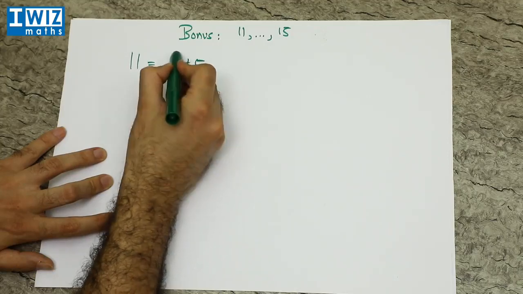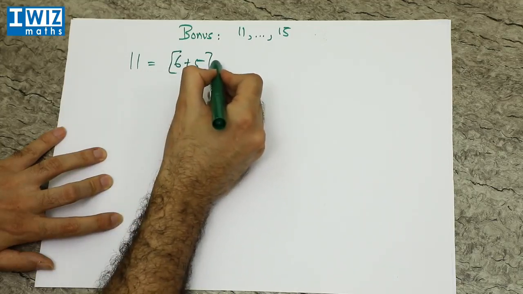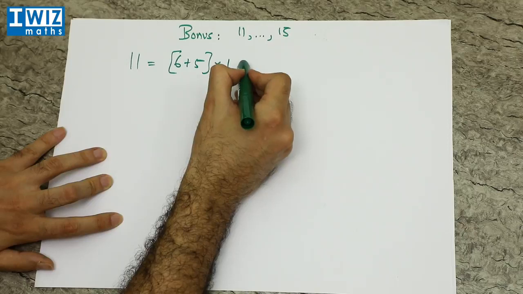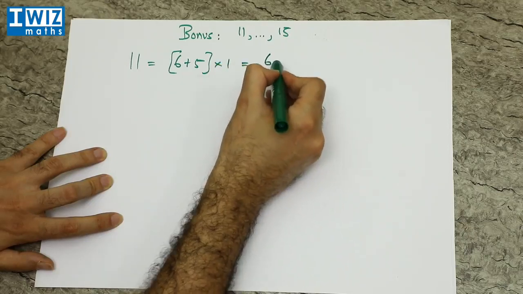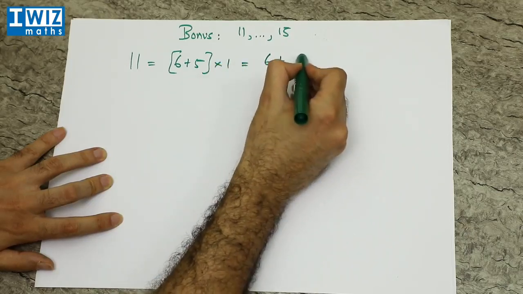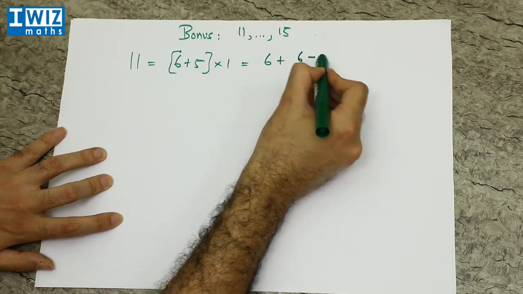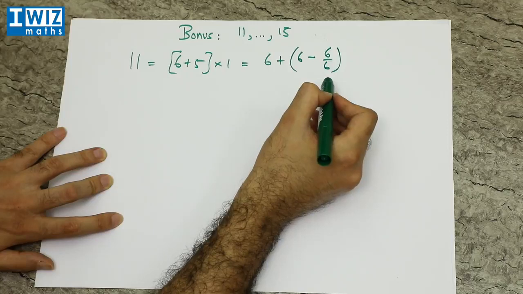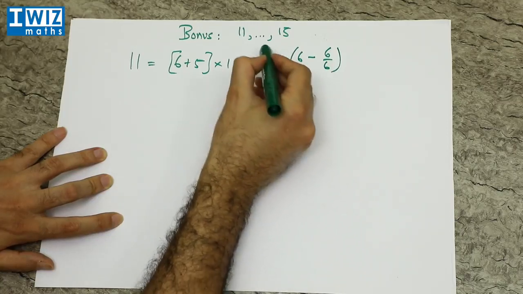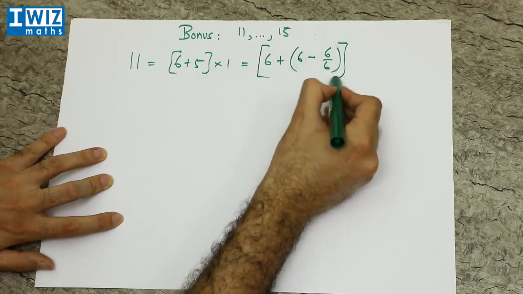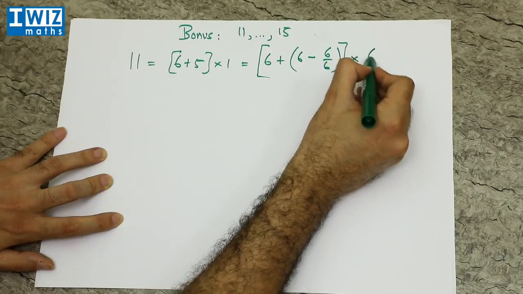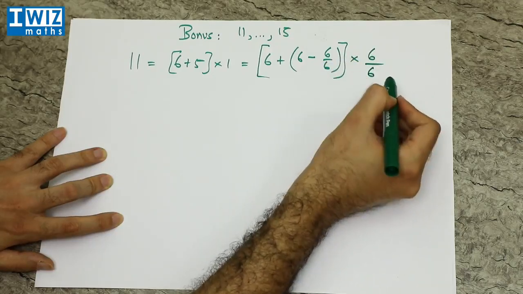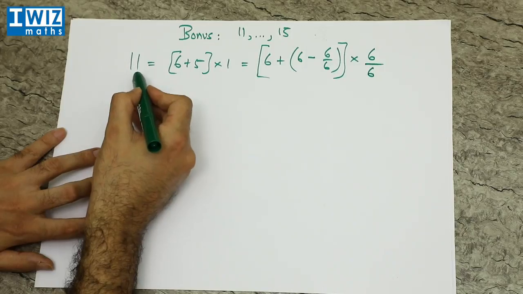So if we wanted to get to the number 11, we can think of it as 6 plus 5, which is 11, times 1. So we can write that as 6 plus 6 minus 6 divided by 6, which is 6 plus 5, and you put a bracket around that and you multiply that by 6 divided by 6, which gets us 11.